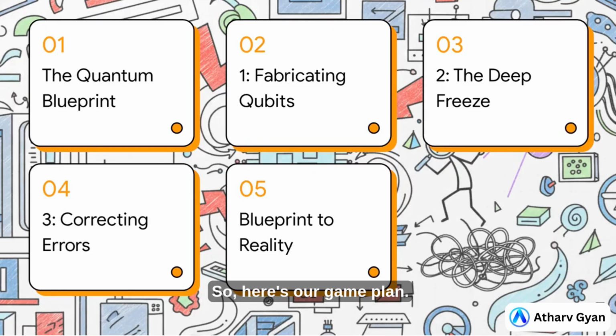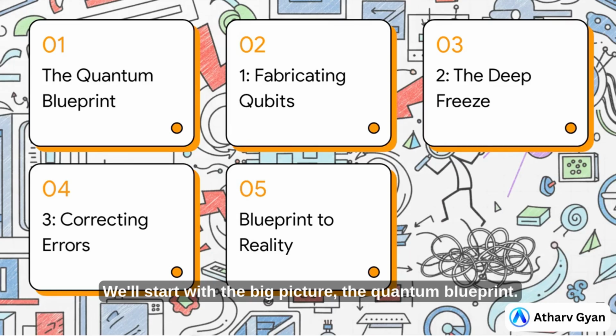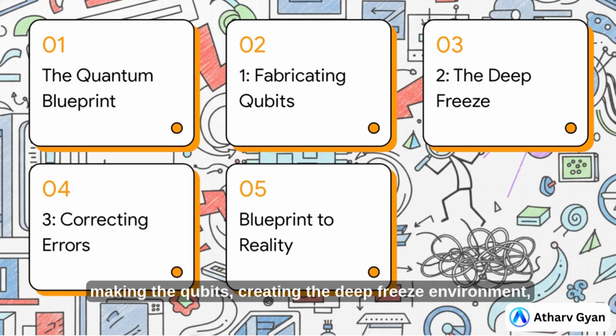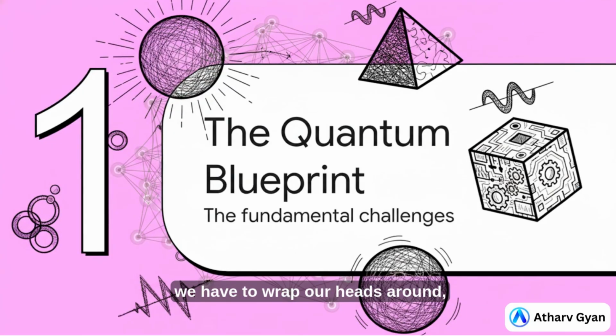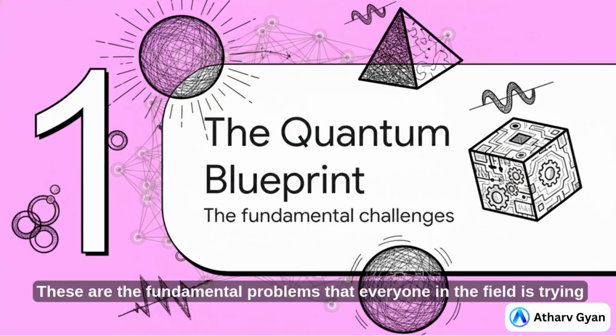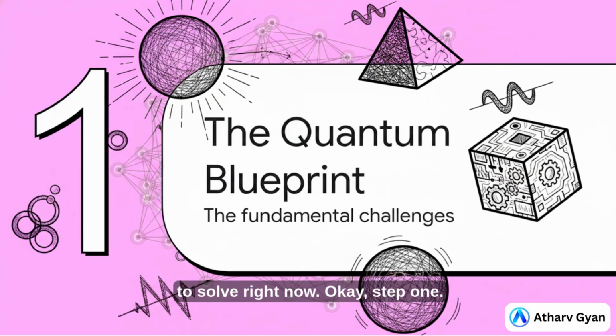So here's our game plan. We'll start with the big picture, the quantum blueprint. Then we'll tackle the three main steps: making the qubits, creating the deep freeze environment, and then correcting all the errors. And finally, we'll see how it all comes together. All right, so before we even dream of building anything, we have to wrap our heads around three absolutely massive engineering hurdles. These are the fundamental problems that everyone in the field is trying to solve right now.